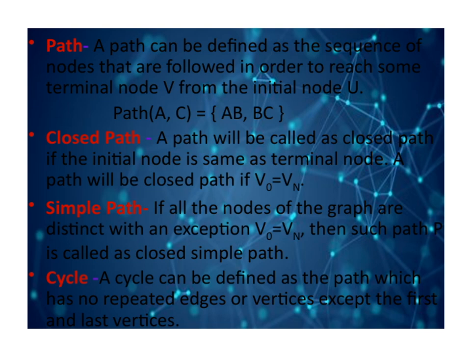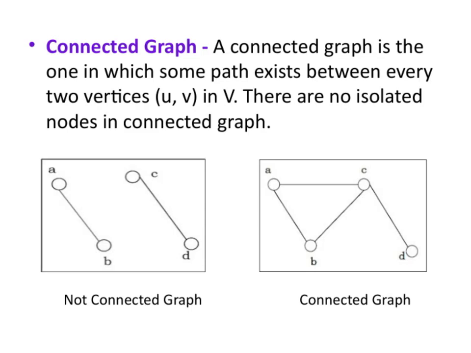They help us identify loops, redundancies, and the overall structure of the graph, which is key in many applications across computer science and network analysis. Now, let's take a look at the difference between a not-connected graph and a connected graph. A not-connected graph is one in which there are some nodes that aren't reachable from others.